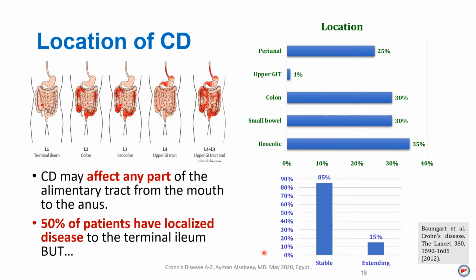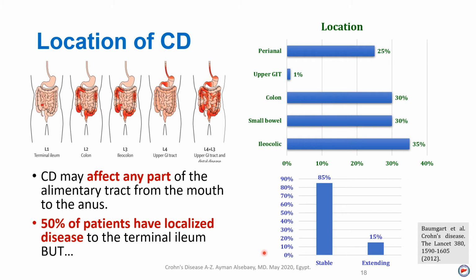If we find ileocecal Crohn's disease, it will be easy for us to diagnose Crohn's disease. But for the other locations, it will be difficult. Why? Because if we have isolated Crohn's colitis, we will ask, is it UC or Crohn's disease? It will be a dilemma. Sometimes we call it indeterminate colitis.